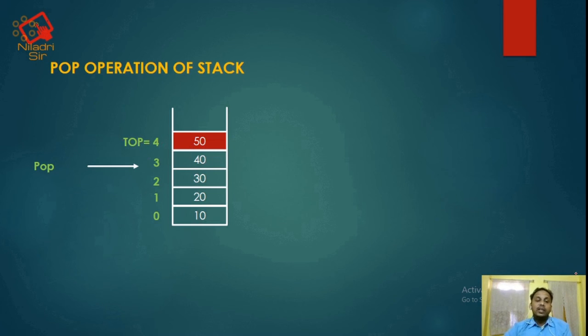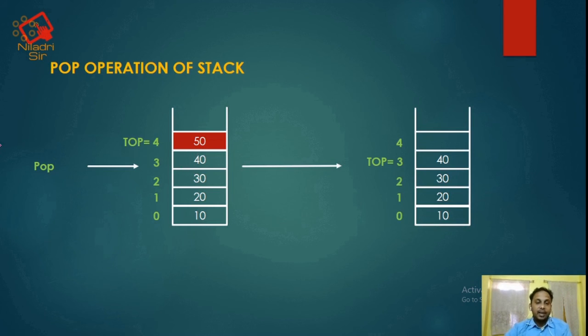Always remember, in case of pop operation, the topmost element of the stack will be deleted. We cannot delete any element that is not the topmost element. That is, we cannot delete 40, 30, 20 or 10 if we do not delete 50 first. After we delete 50, we can perform the pop operation on 40. As you can see, we have performed the pop operation on 50.